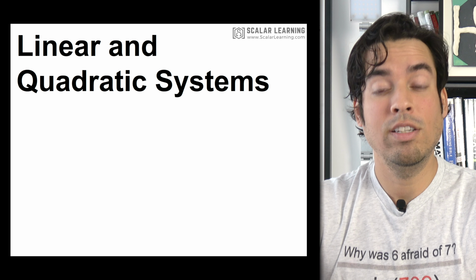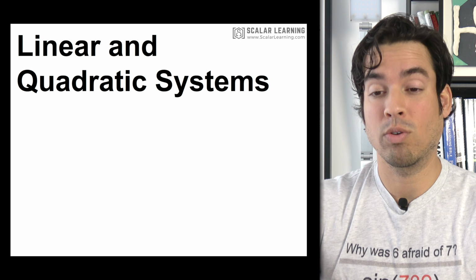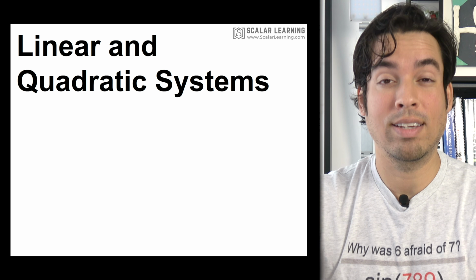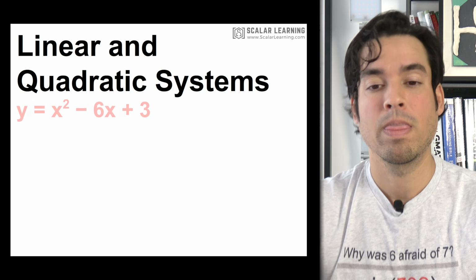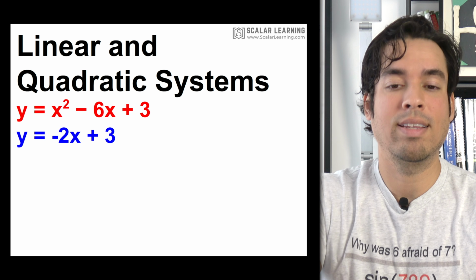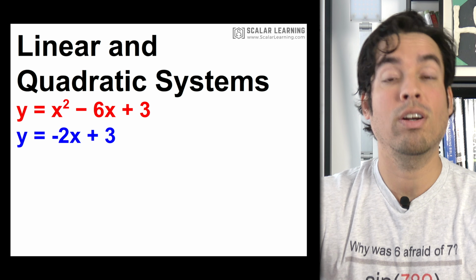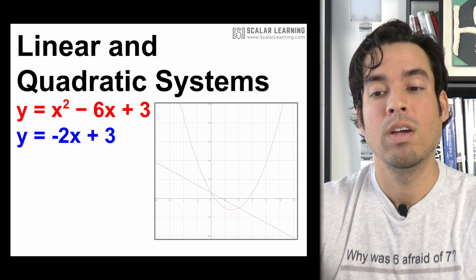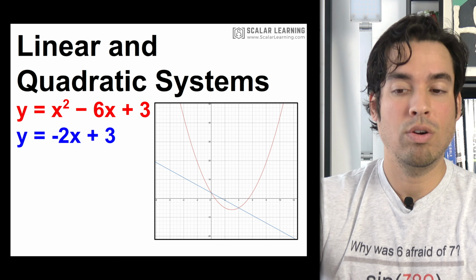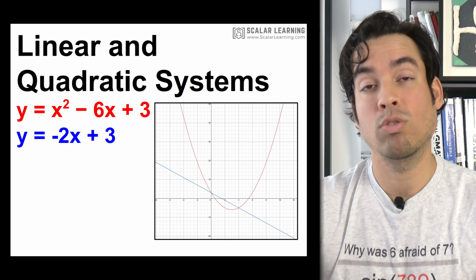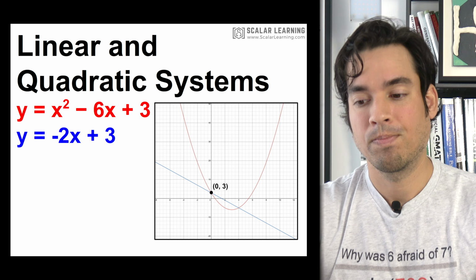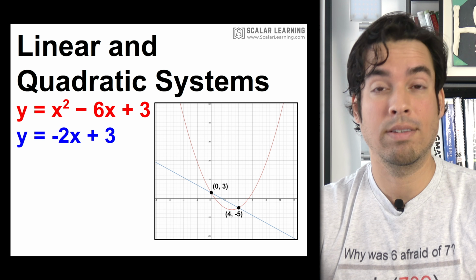Next, let's talk about linear and quadratic systems, okay? These are systems of equations. Anytime you're thinking about systems, you're thinking about points of intersection. So for example, if we've got y equals x squared minus 6x plus 3, which is the quadratic, and then we got a linear of negative 2x plus 3. If we look at those two on a graph, one's a line, one's a parabola, and we're looking for the intersection points. Those are the solutions. So the two solutions are (0, 3) and (4, negative 5).